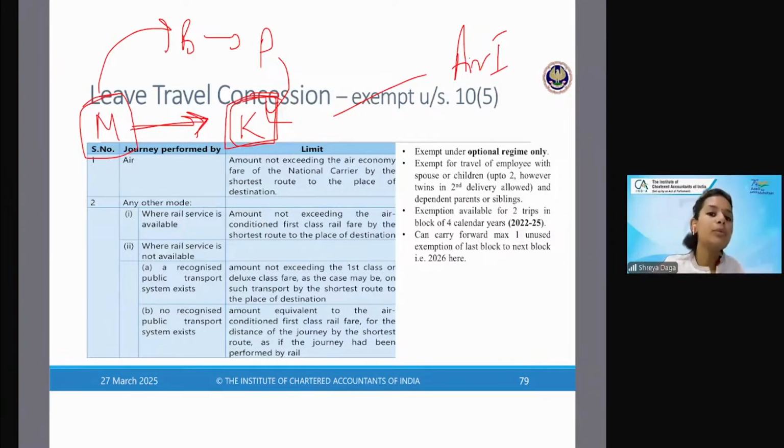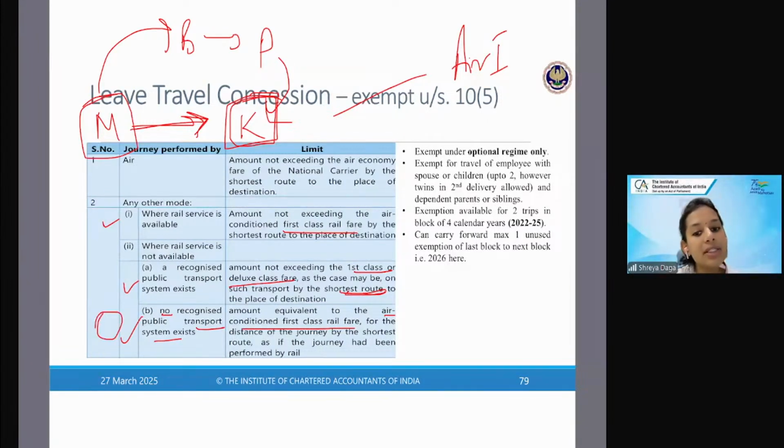If the journey is performed by the employee through any other mode, suppose he has taken railways where rail service is available, then you take AC first class rail fare by shortest route to the place of destination. If rail service is not available, but there is another public transport system, then you take first class or deluxe class fare of that system, for the shortest route. If there is no formal organized transport system in that place, where there is no rail and no transport system, what will you do? Then you take AC first class rail fare for the distance by shortest route as if the journey had been performed by rail. So if the journey was performed by rail, then what would happen?